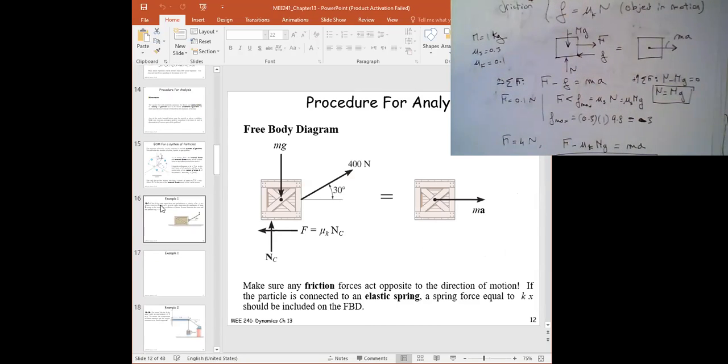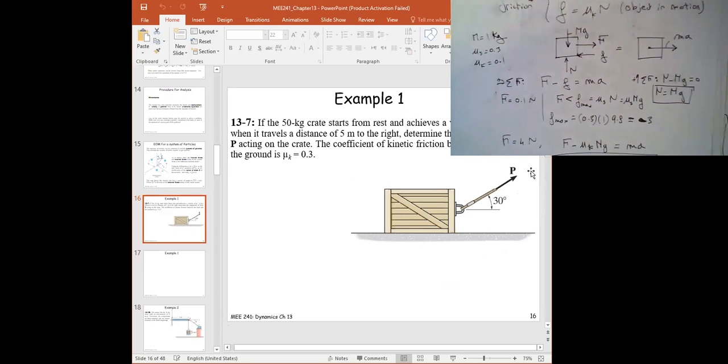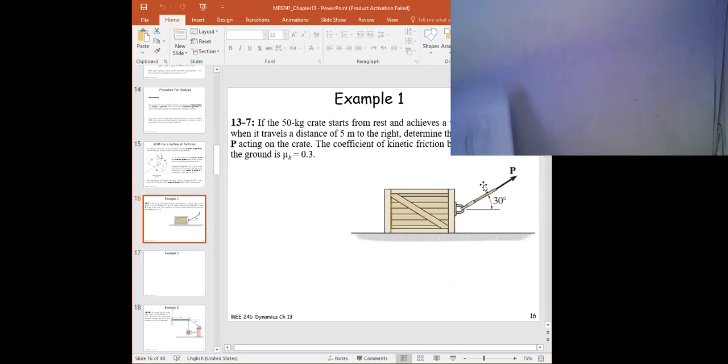Okay, let's jump and quickly do this example. I think this is the best way for us to really understand how to analyze this problem. What we have here is a 50 kilogram crate that starts from rest, and it achieves a velocity of 4 meters per second when it travels a distance of 5 meters to the right.